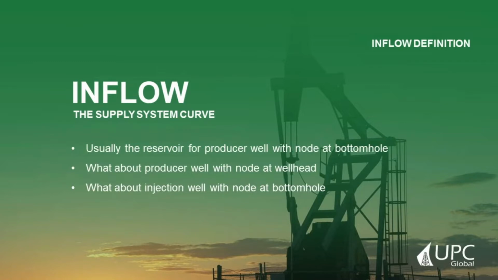What about a producer with the node at the wellhead? When we have the node at the wellhead, the inflow has everything from the reservoir, tubing, artificial lift, everything up to the wellhead. And the outflow is just the gathering system. And it's very useful for back allocation, for example.